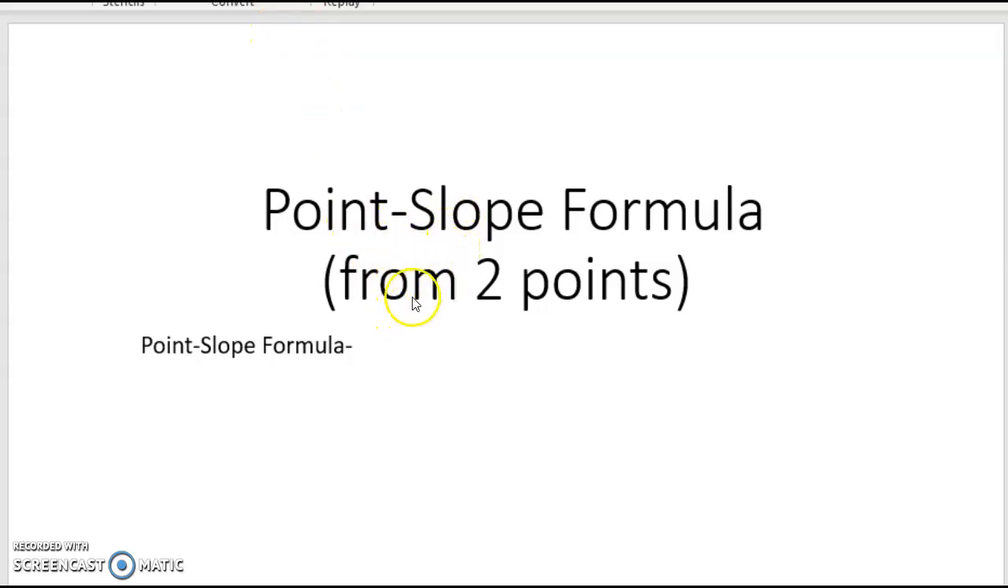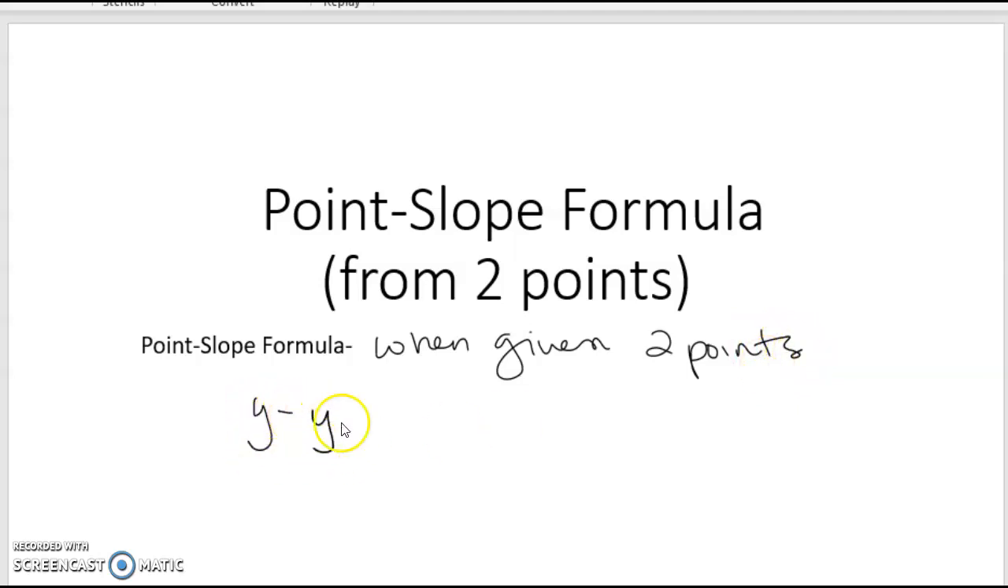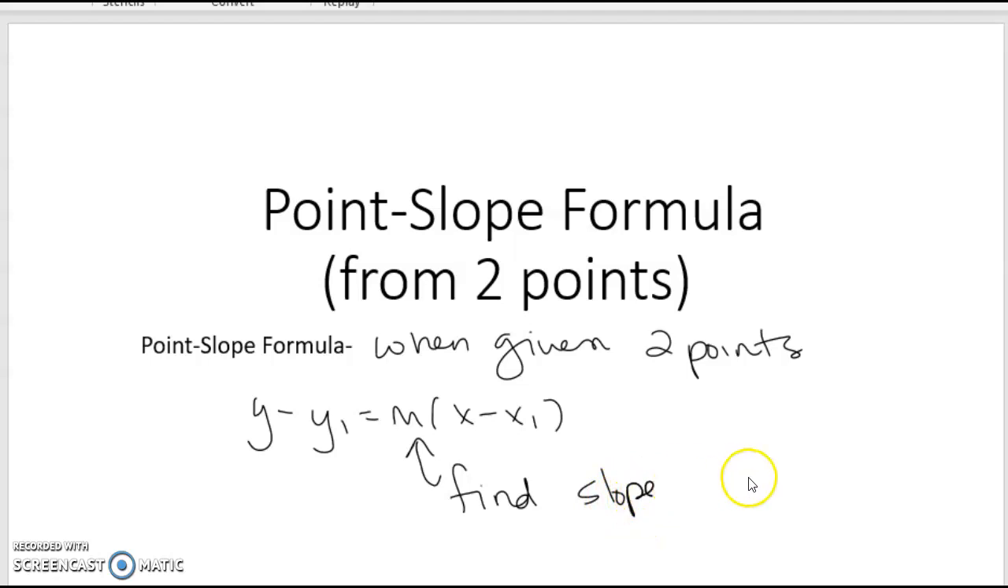Today we're taking point slope formula just a little bit further when they give you just 2 points. Now we know point slope formula we use when you're given a point and the slope. But for today, we're going to have to find the slope. So we're also going to be using the slope formula, which is y2 minus y1 over x2 minus x1.